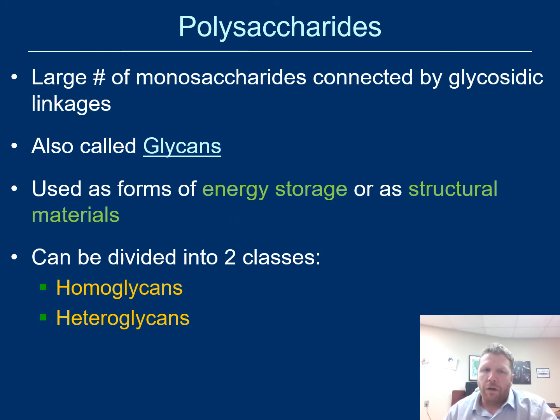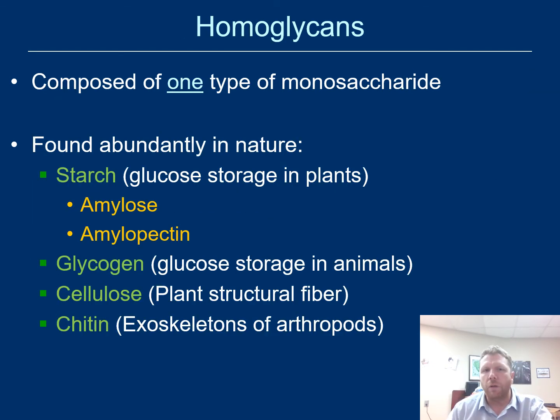Now, polysaccharides. Polysaccharides are large numbers of monosaccharides connected by tons and tons of glycosidic linkages. These are also known as glycans. These are used as forms of energy storage or as structural materials. They can be divided into 2 classes, homoglycans and heteroglycans. So are they the same subunit over and over again, or different subunits repeatedly? Homoglycans are composed of one type of monosaccharide.